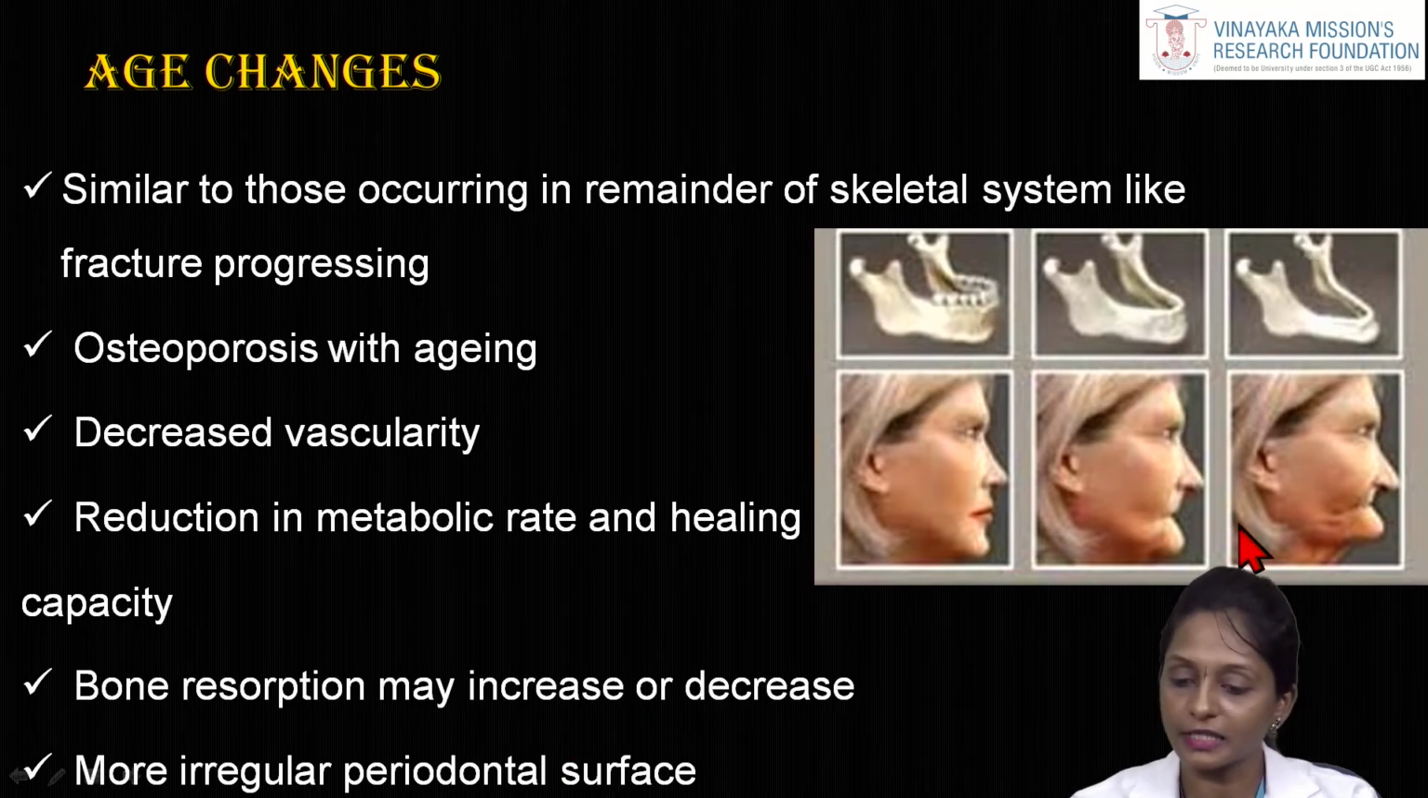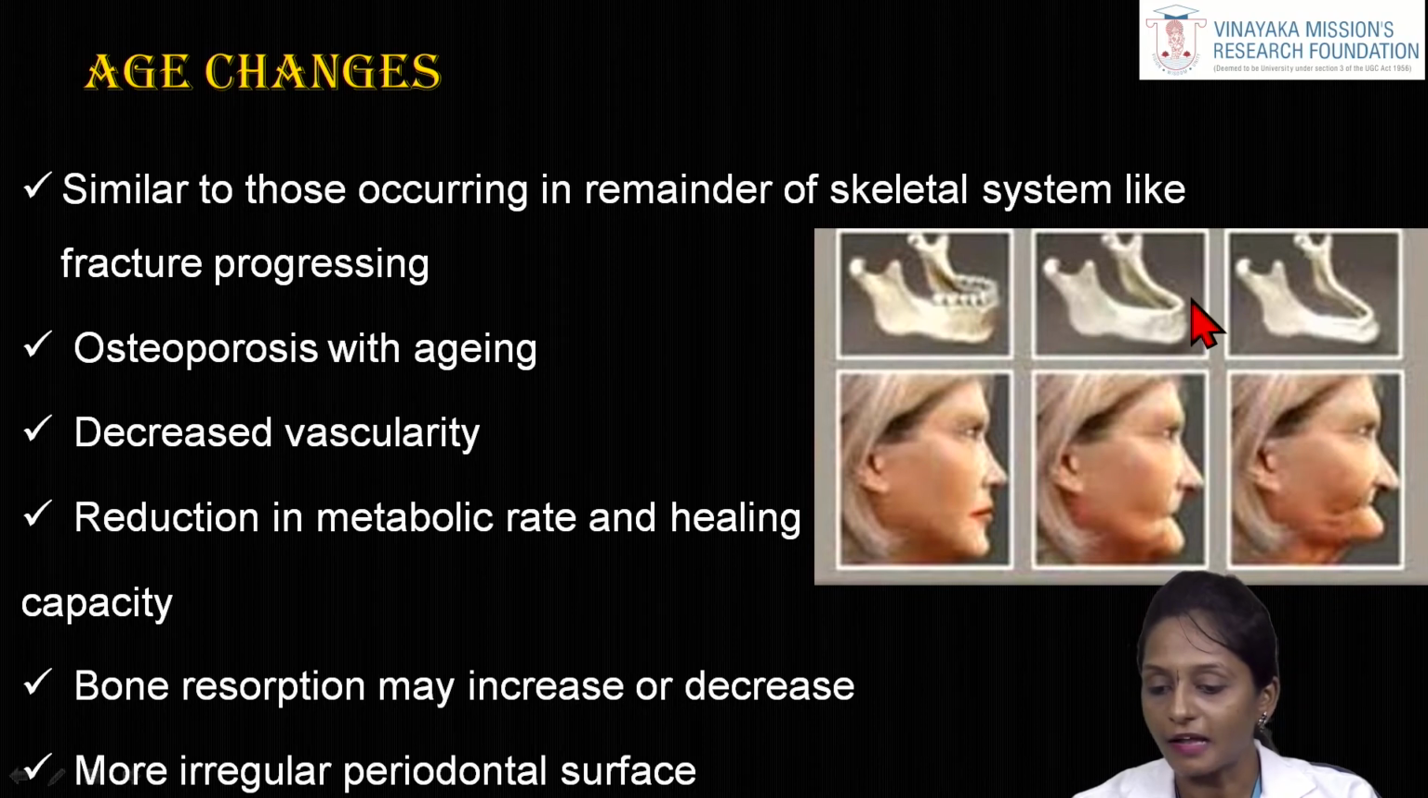In this picture you can clearly see, in the first picture there is a presence of teeth, and so the alveolar process is present. And here there are no teeth and the alveolar process gets resorbed, and as the age advances the bone is resorbed on the whole, and you can see the facial profile of the aged person.